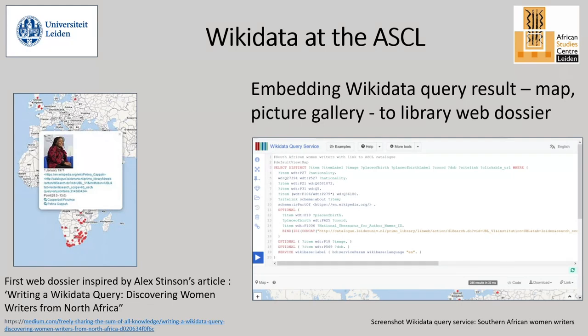If you click on the blue button on the left hand side, the search result will appear beneath. The search result can have different formats. In my case, the search result is a map. And a nice thing about Wikidata is that you can embed this search result into your own web page, and that's what we are now doing with our web dossiers. So this was the very first one on Southern African women writers with the classical three elements plus this map on the left-hand side, which gives extra information, a link to the Southern African women writer, a link to her works in our catalog, and a link to the Wikidata record of her birthplace and her name, a personal record, plus a photo if it's available on Wikidata.